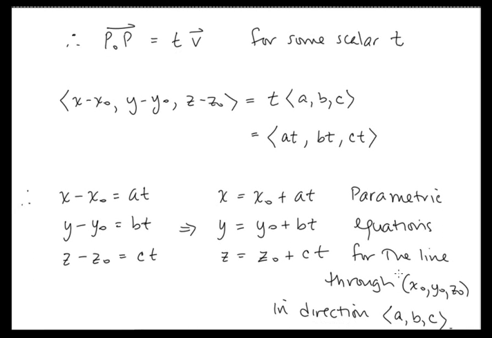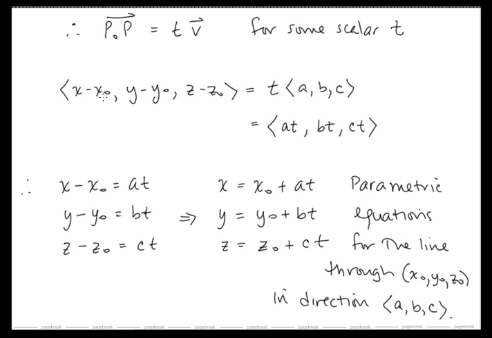So equating the components of these vectors, we have x minus x0 is equal to at, and y minus y0 is equal to bt, and z minus z0 is equal to ct. So we're here with those equations. And then now just solving for x, y, and z, we have x equals x0 plus at, y equals y0 plus bt, z equals z0 plus ct. And these are the parametric equations for the line through x0, y0, z0 in direction a, b, c.